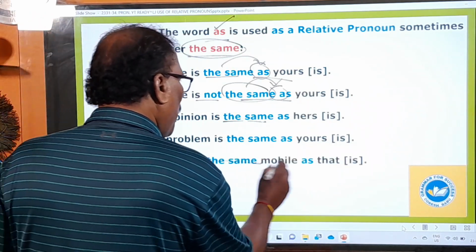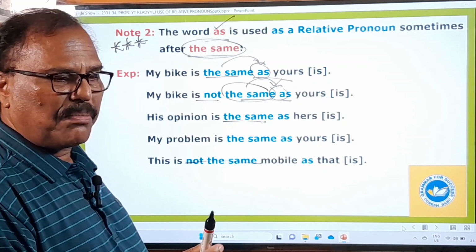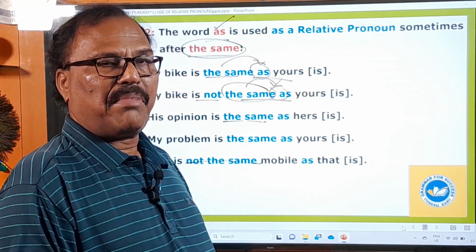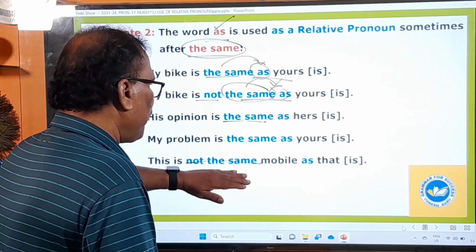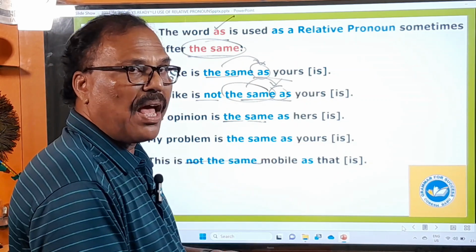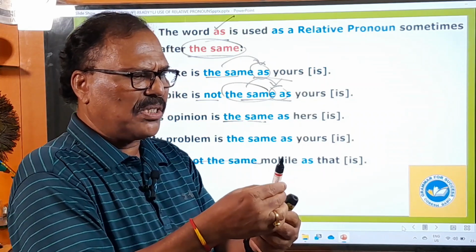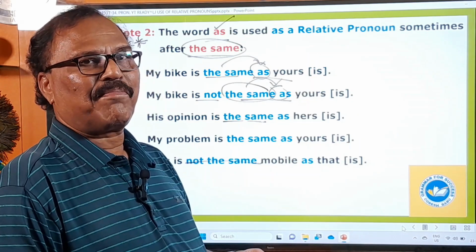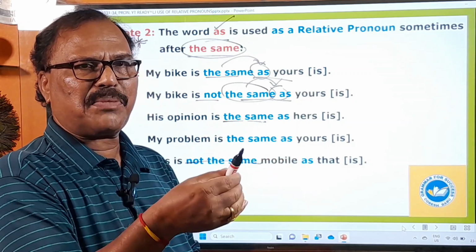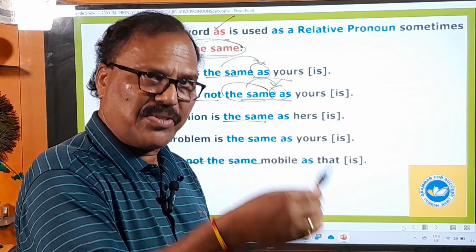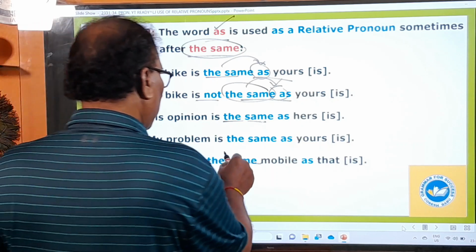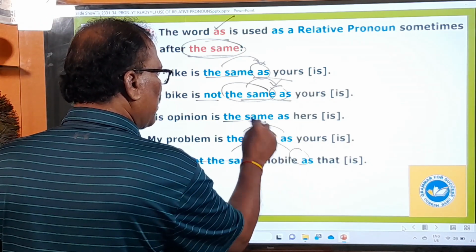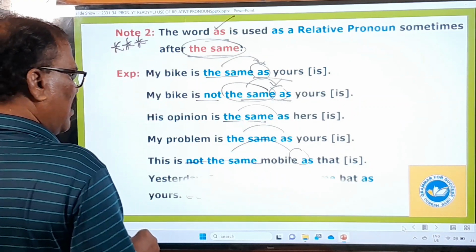This is not the same mobile as that. Is this the mobile you are searching for? No, this is not the same mobile as that. My mobile is not the same as this. My mobile is not like this. Means my mobile is not the same as this. Whenever you use same, you must use as: same as.